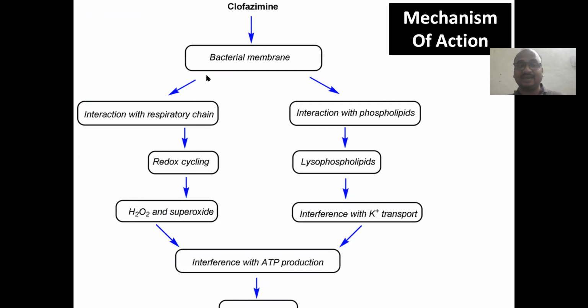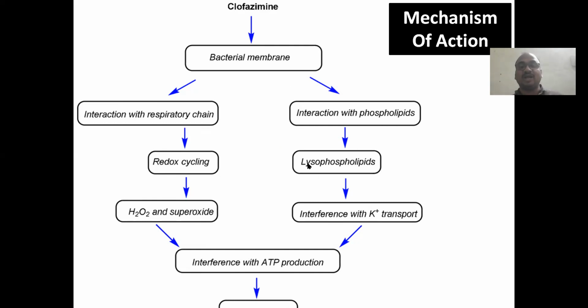It enters into the bacterial membrane and interferes with the respiratory chain and the redox system. We know that oxidation and reduction, both collectively, are called redox. Oxygen is very essential for bacterial survival. So it interferes with that redox system, hydrogen peroxide H2O2, superoxide. So it interferes with ATP production. ATP stands for energy, so without ATP, bacteria will not survive.